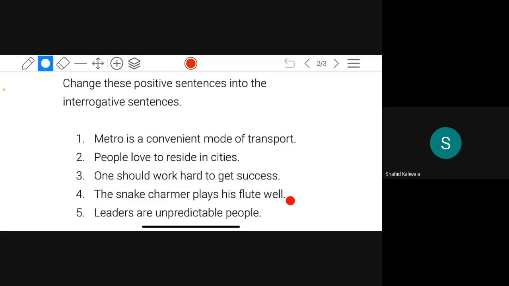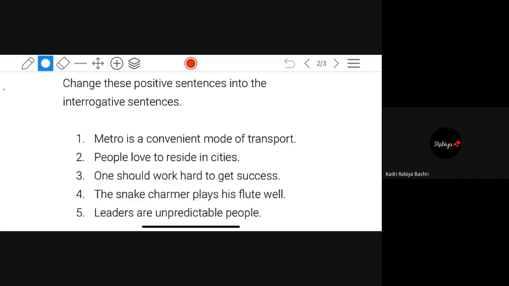Does के साथ s लगाते हैं. If you know, you can correct them, right? Many things are there, even we make mistakes, but we learn every day. But the things which we know, then we stop making those mistakes. Leaders are unpredictable people. Are leaders unpredictable people? Yes, right.